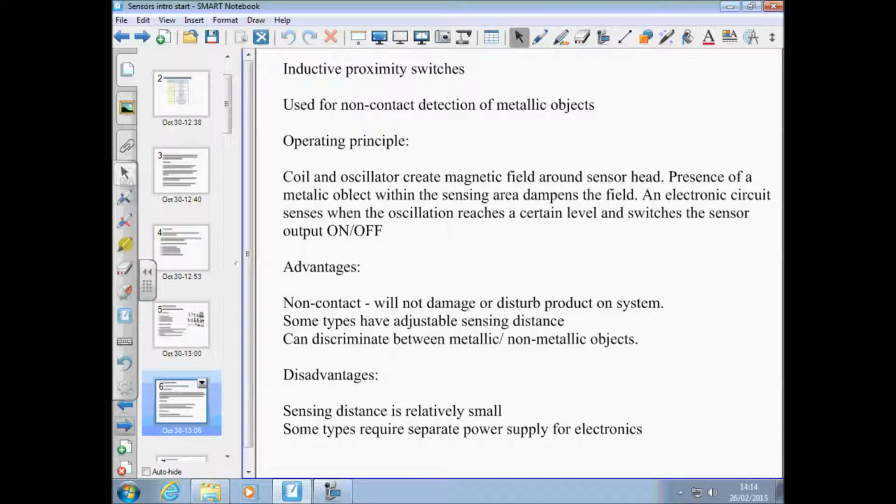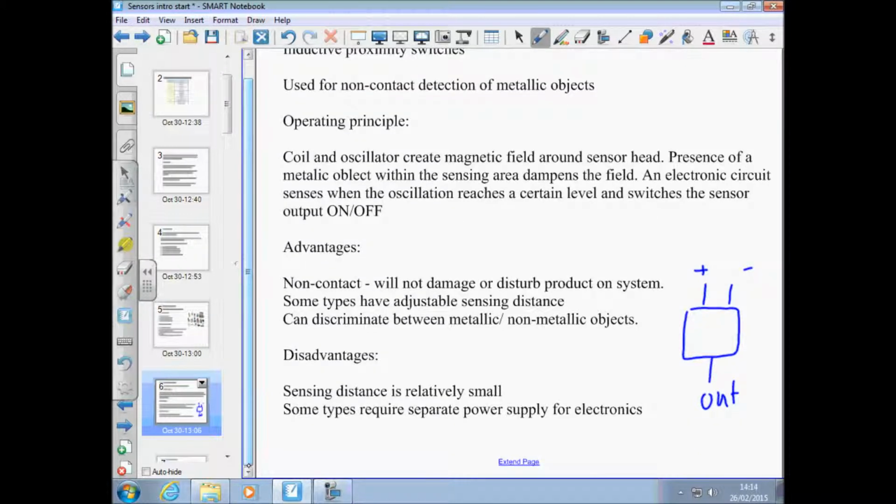The disadvantages are that the sensing distance is relatively small, you have to be quite close. From my experience, within 10 to 15 mil of the sensing head for the metallic object, and some types require a separate power supply so that they can operate the electronics inside them. So there are some types of these sensors, that's the sensor, that require 3 wires. They've got a plus and minus to give it a power supply, and they've got an output.